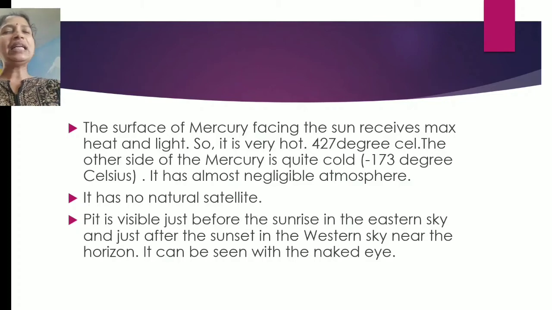It has almost negligible atmosphere. Of course, at such temperatures there is no possibility of atmosphere over there. It has no natural satellite. So Mercury has no natural satellite. It is available just before the sunrise in the eastern sky and just after the sunset in the western sky, near the horizon. It can be seen with the naked eyes. हमें कहाँ पे दिखाई मिलेगा? Eastern sky पे before the sunrise हमें देखने को मिलेगा this planet, and it can be seen with the naked eyes.